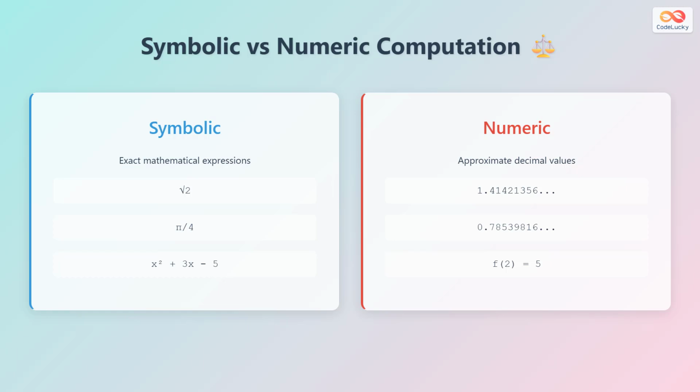On the other hand, numeric computation deals with approximate decimal values. So, the square root of 2 becomes 1.4142136 and so on. Pi divided by 4 is approximately 0.785398816 and so on. And for the polynomial, we might evaluate it at a specific point such as f of 2 equals 5.